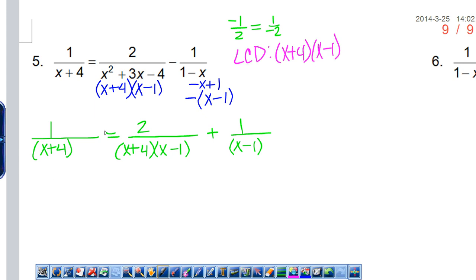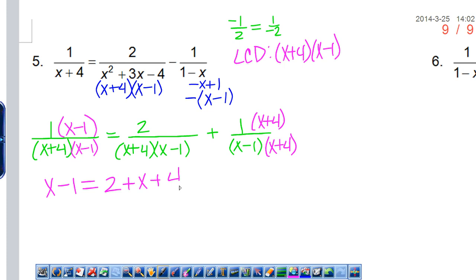So what am I missing here? X minus 1. Nothing from the second fraction. And then x plus 4. Okay with that? All right. Let's take our numerators and let's set them equal to each other. So x minus 1 is equal to 2 plus x plus 4.